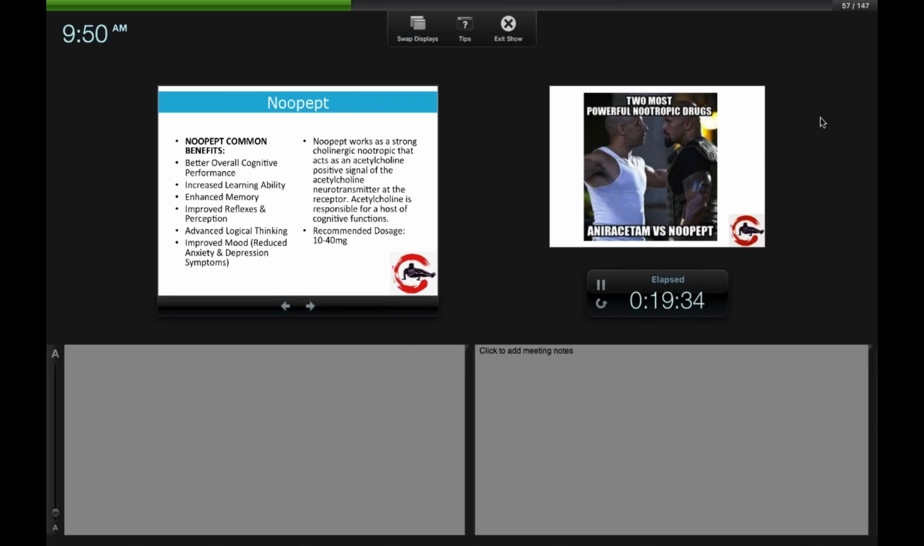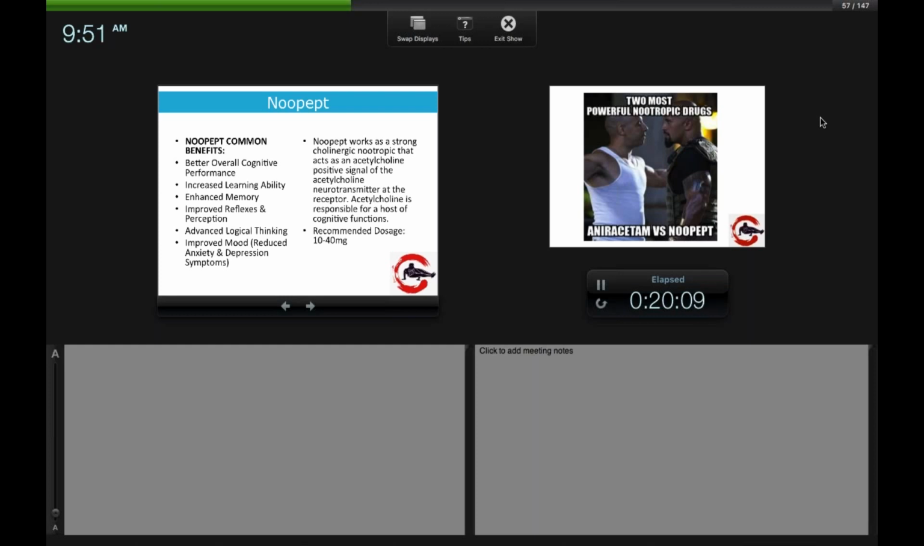Okay, NOPEP. You just use a tiny, tiny amount, 10 to 40 milligrams, not a whole bunch. NOPEP is very powerful. It was the most popular nootropic last year. This is the one that people seem to love, especially the engineers, people in the computer world, but it gives you better overall cognitive performance. It increases learning ability, enhanced memory, improved reflexes and perception. It helps with advanced logical thinking. It improves mood, reduces anxiety and depression symptoms.